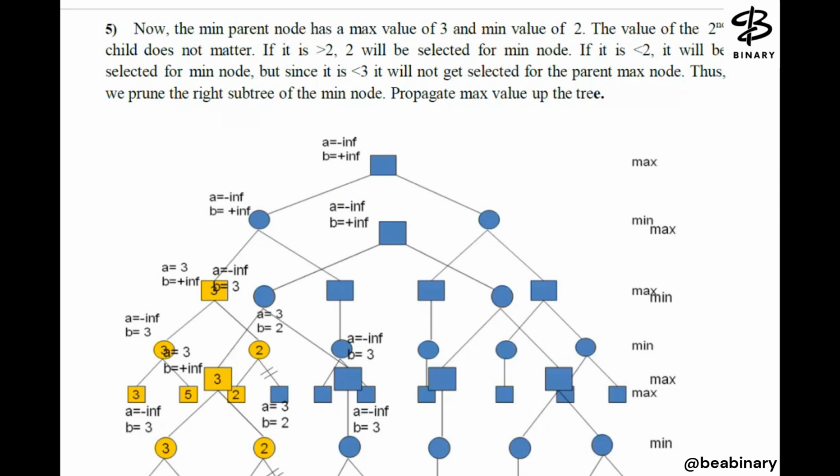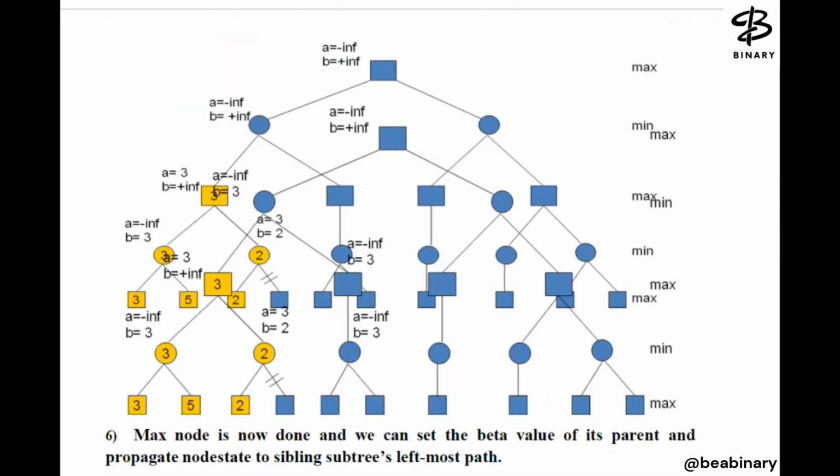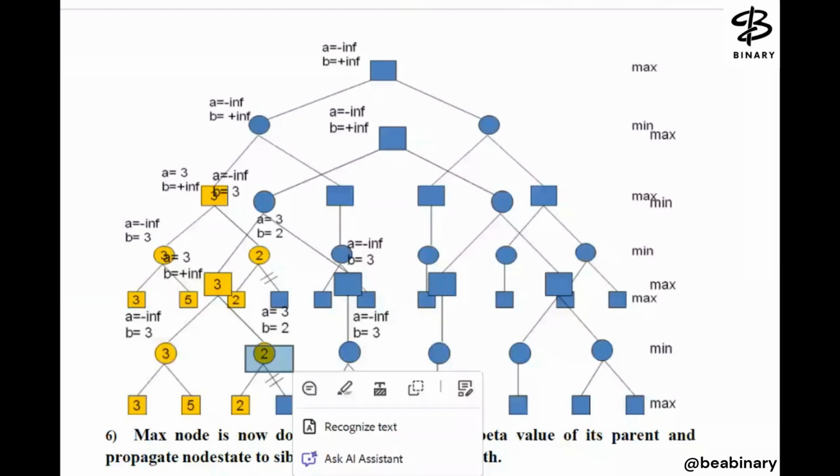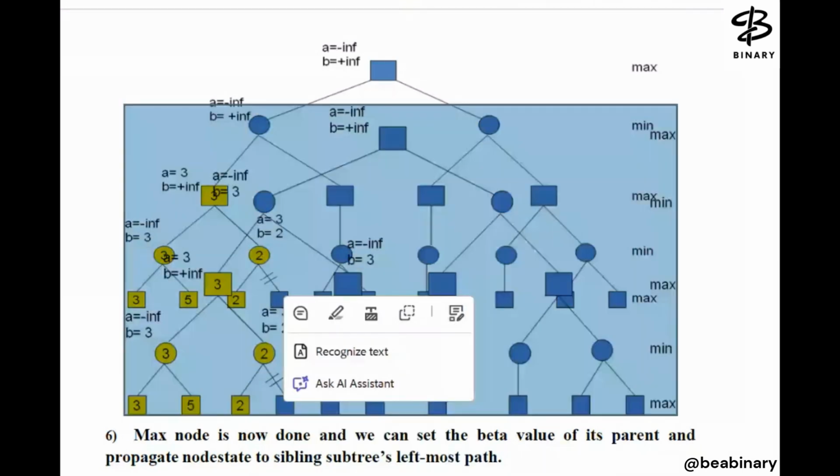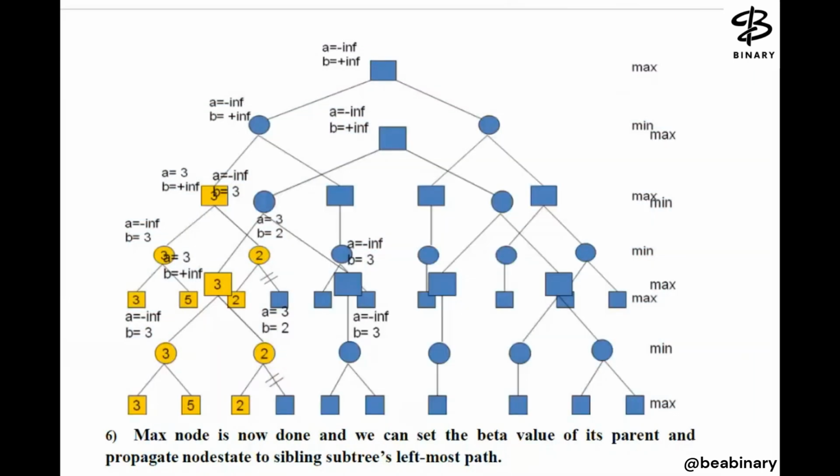The value of the second child does not matter. Definitely, the value of the second child does not matter if it is greater than 2. How? We can see in the example that the first child value is 3 and the other child value is 2. So when we are talking about the other child value in this case, we have deleted it. Why? It doesn't matter to us because it is not greater than 2.